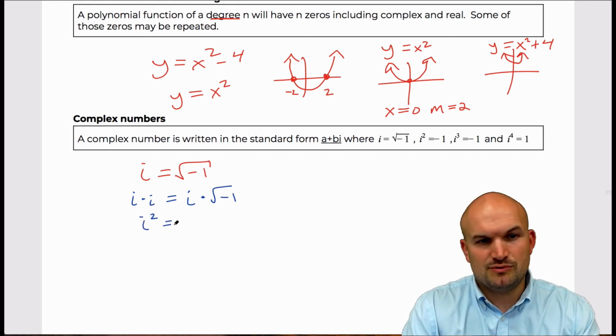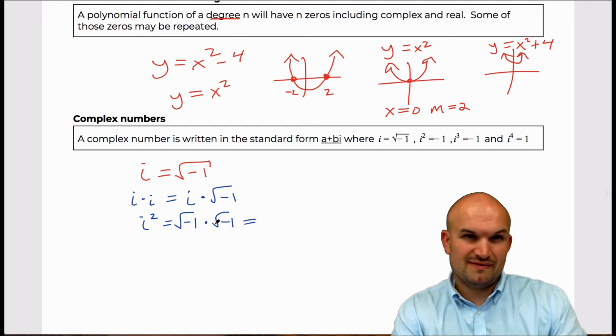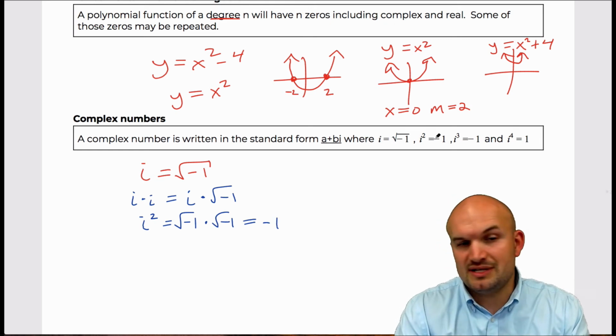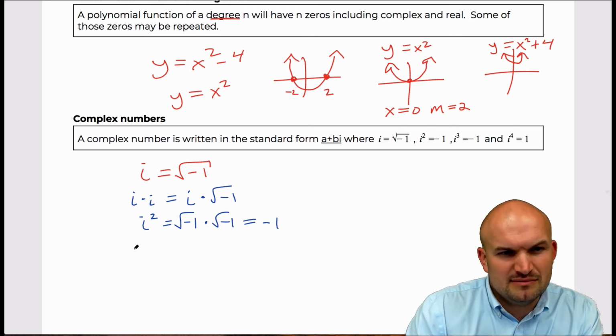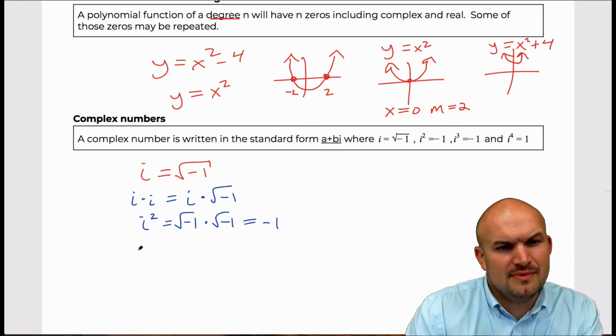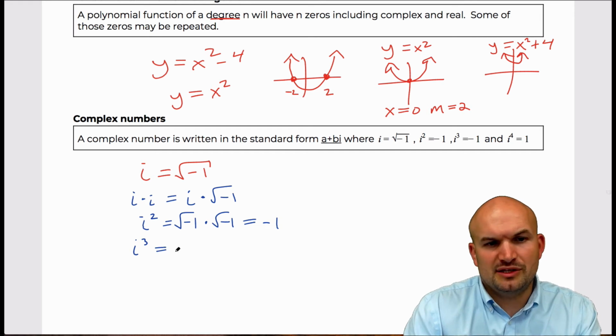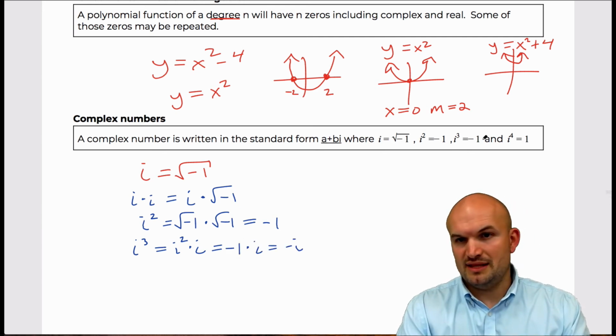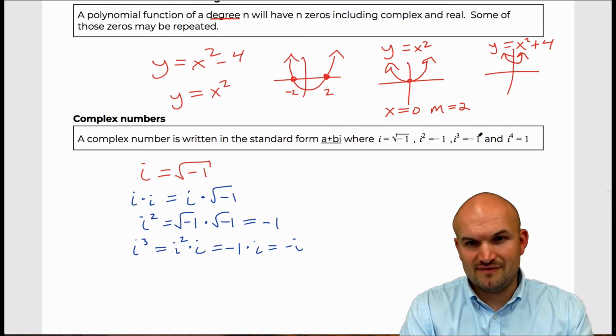Well, i is really the square root of -1, and the square root of -1 times the square root of -1 is just going to equal -1. That's why I wrote i squared is equal to -1. And then if you multiply by i a third time, so you do i cubed, well, that's basically going to be i squared times i. Well, i squared we just said was -1, times i, which equals -i. And that's how we got i cubed is -i, which my notes are wrong. Good thing I checked that.